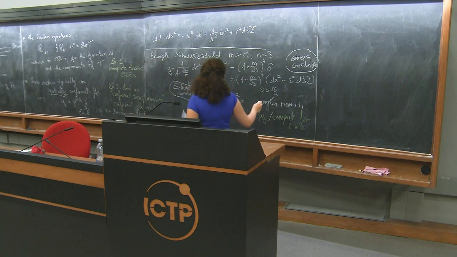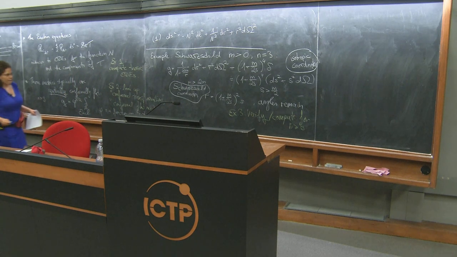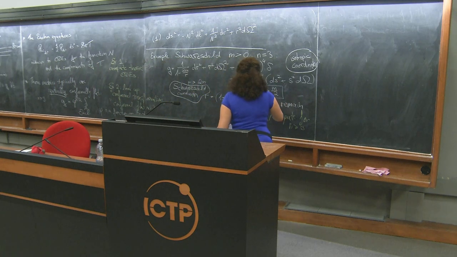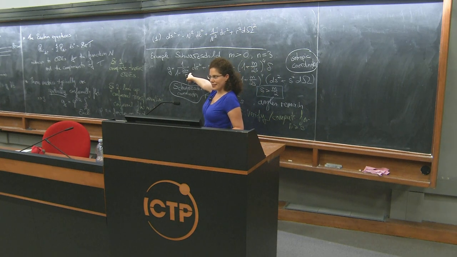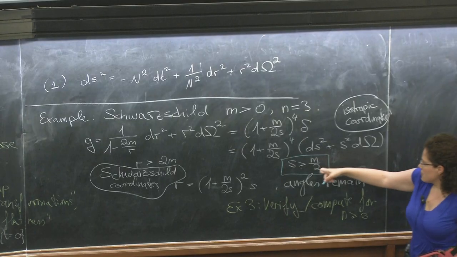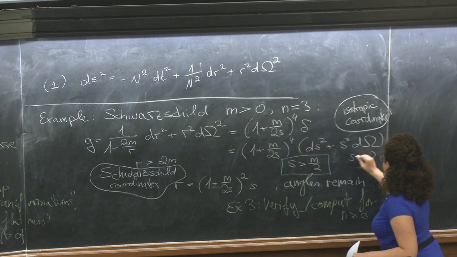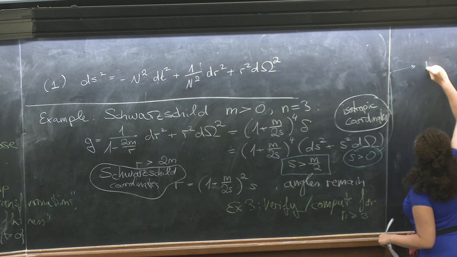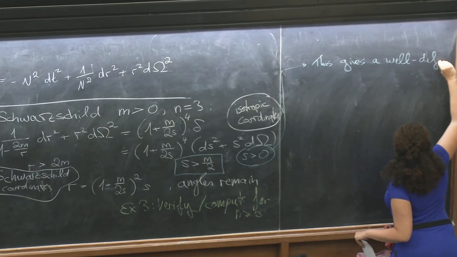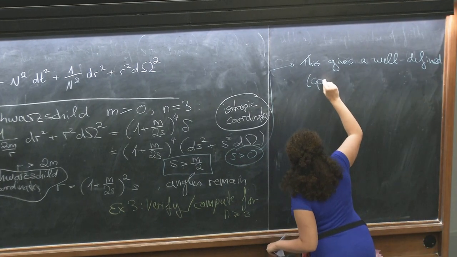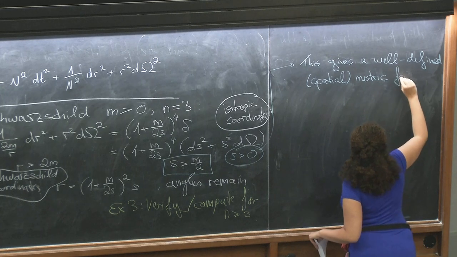And one more important thing here is this threshold. While here, the radius threshold 2m needs to be there because otherwise the formula stops making sense, this cutoff here at m over 2 doesn't need to be there at all in order for this formula to make sense. And in fact, we can just allow s bigger than 0 and say this gives a well-defined smooth spatial metric for s bigger than 0.